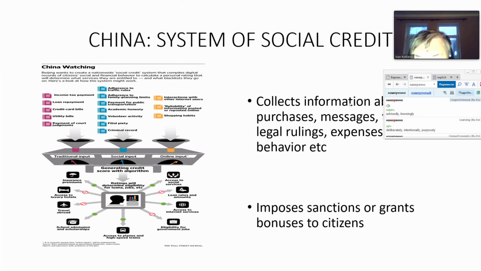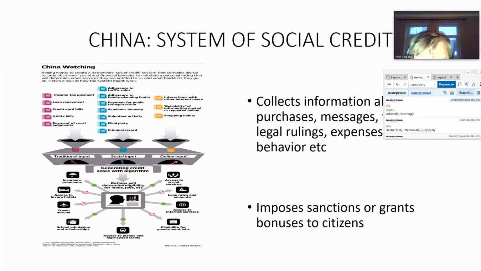Ladies and gentlemen, we see here a beautiful picture. In the upper part of this picture, we have the main sources of information about citizens' behavior. There is a traditional input, the traditional source of information: income tax payments, loan repayment, utility bills, and a lot of other payments, which are normally controlled by credit story companies. So it is a normal source of information which was used not only in China but in other countries.